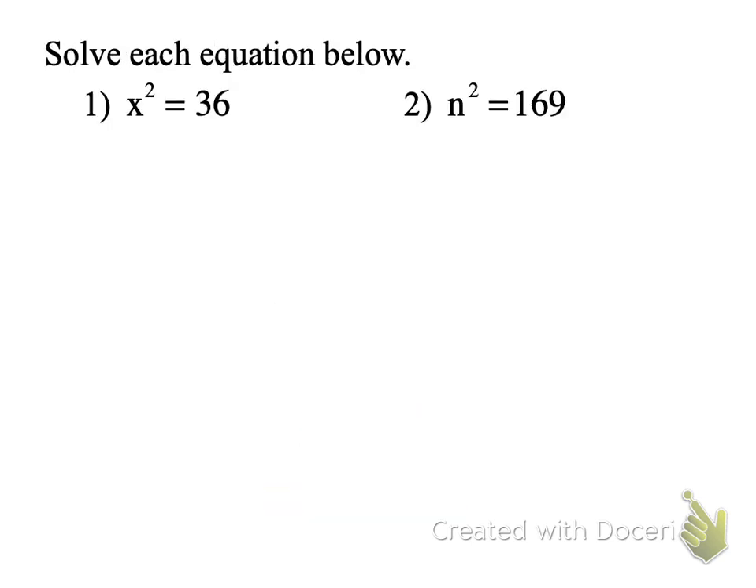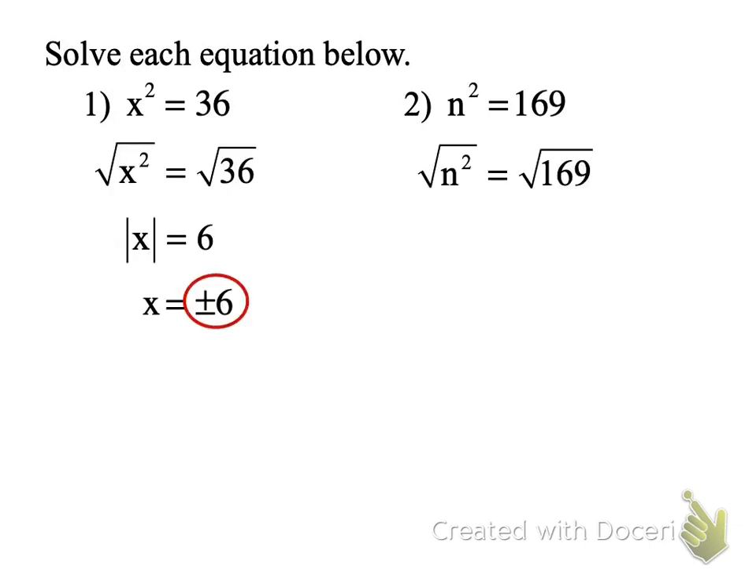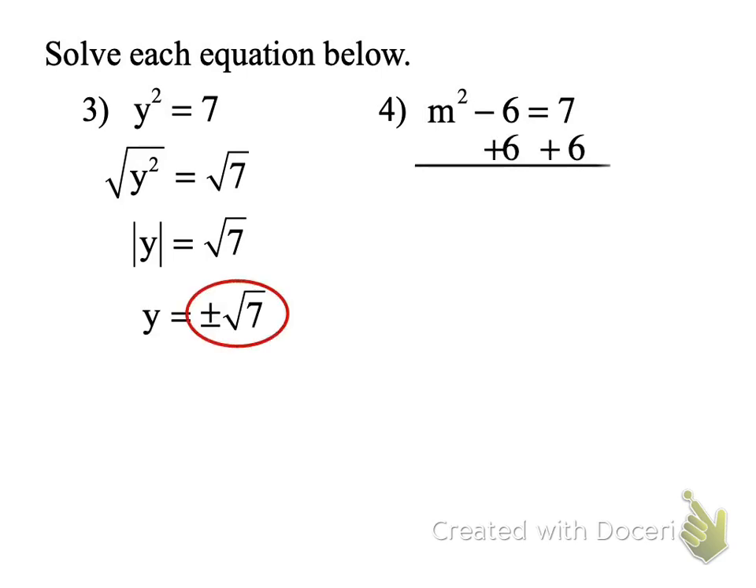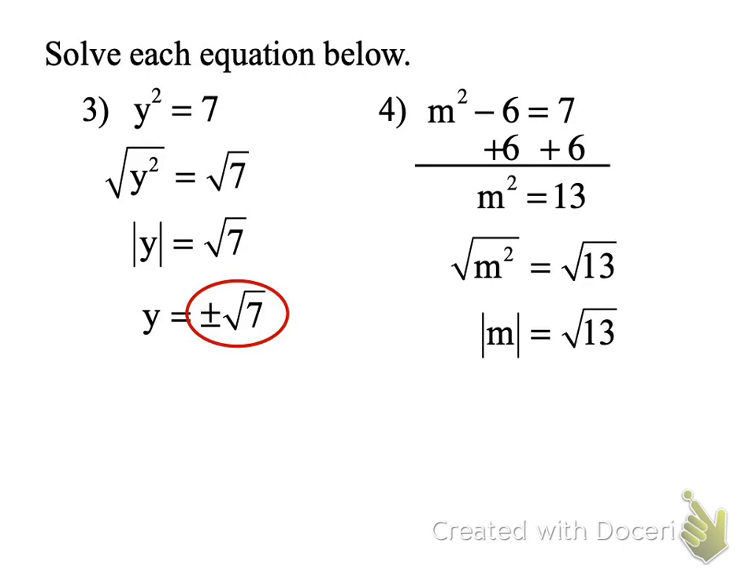Okay, as they get more complicated, we're still doing the same thing. In this case, if they're not a perfect square, we keep it under the radical. If they're not set equal to the quadratic, then we move everything away from the quadratic to the other side. So I would do this. I get m squared equals 13, root both sides. Absolute value of m equals rad 13, and we're left with plus or minus rad 13. Okay, questions? Are we remembering this?